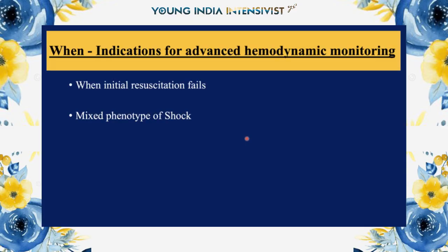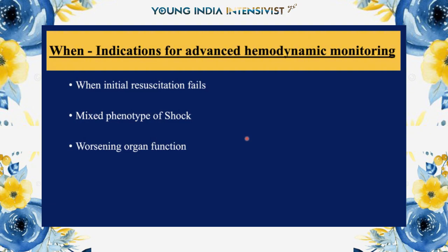If the same patient comes after 3 days with septic cardiomyopathy along with an EF of 40%, then probably you may need slightly more advanced hemodynamic monitoring. So when there is a mixed phenotype of shock, you probably need advanced hemodynamic monitoring. Despite resuscitation, for example, when the patient has come to you with diarrhea and dehydration, you have resuscitated.